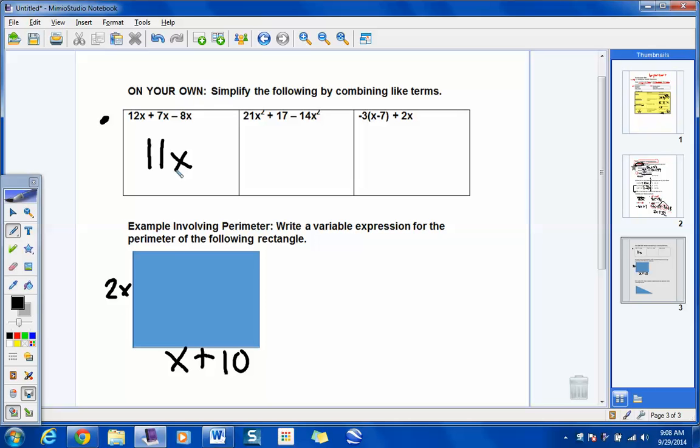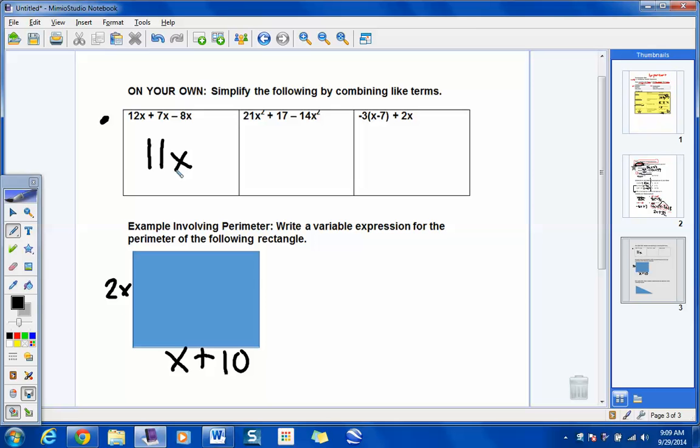Okay. Next one, 21x squared plus 17 minus 14x squared. What are my like terms there? Well, I have a question. How do you know if it's minus 8 or negative 8? Well, what kind of sign's right in front of the 8? Minus, right? So that's what it's got to be. You okay with that? Yeah?